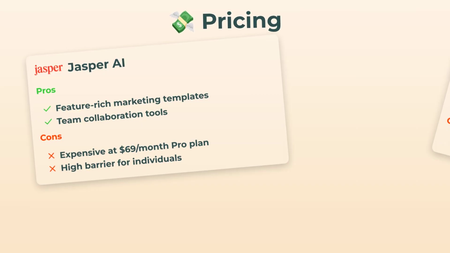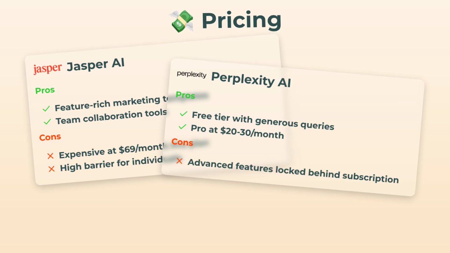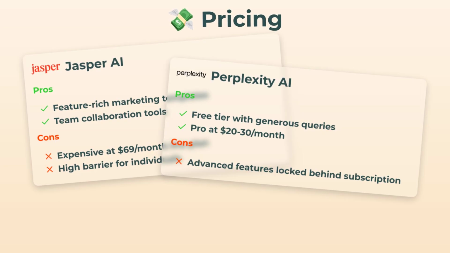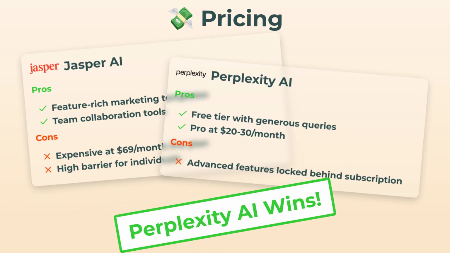Meanwhile, Perplexity, this is kind of wild. They actually give you a really generous free tier. No joke. And if you want to go pro, it's like 20 to 30 bucks a month. Sure, some advanced stuff is locked behind their subscription. Classic. But honestly, for most people, Perplexity's pricing feels way more doable. So, winner for value? Yeah, Perplexity takes it.